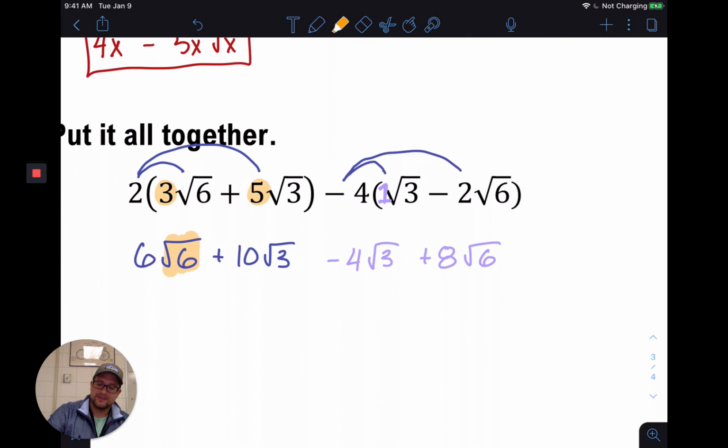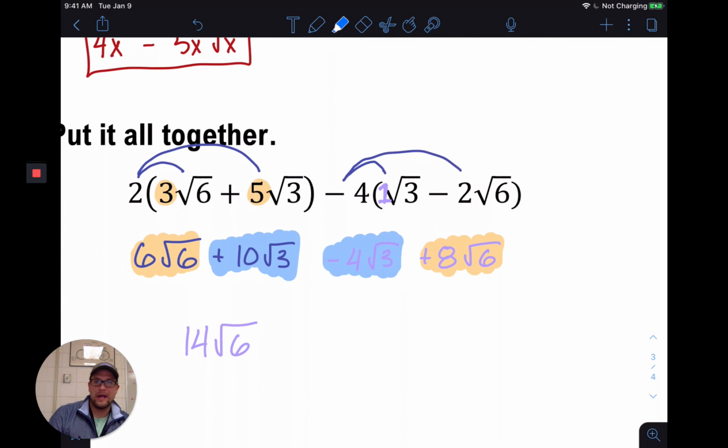So 6 square roots of 6 plus 8 square roots of 6 would give us 14 square roots of 6. And if I have 10 square roots of 3, take away or plus a negative 4 square roots of 3, same thing, we would be left with 6 square roots of 3.